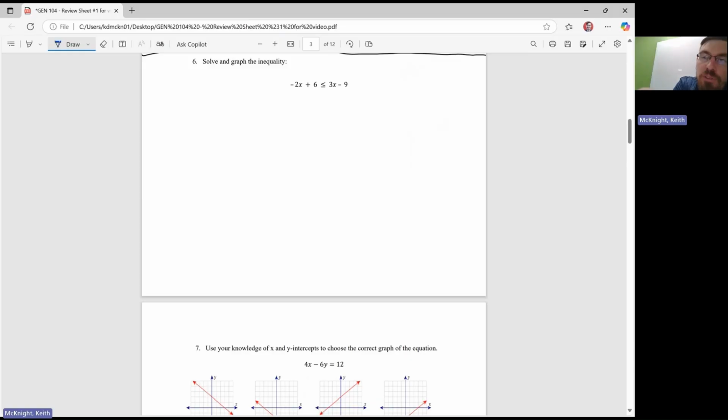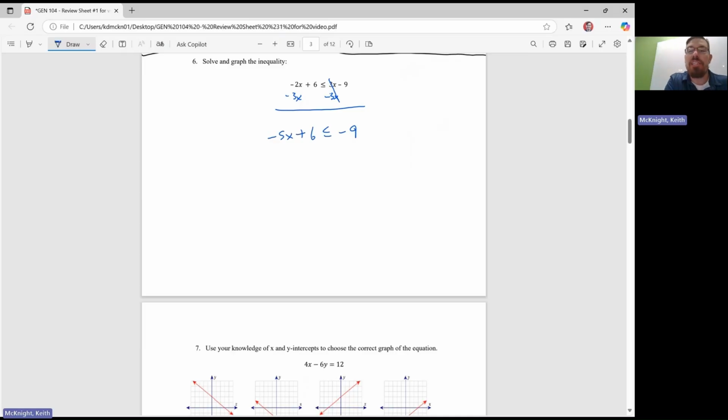So what I would first do here is subtract my 3x from both sides of my equation. If I subtract 3x from both sides, these two will cancel. That's going to give us negative 5x plus 6 is less than or equal to negative 9. And then we didn't flip it here because we subtracted 3x. We did not divide by negative 3x. So we're good to keep it the way it is.